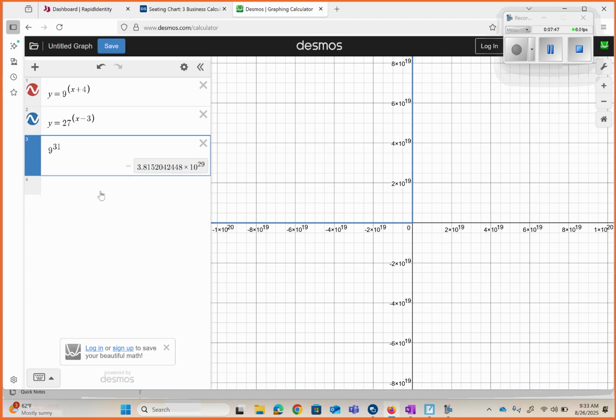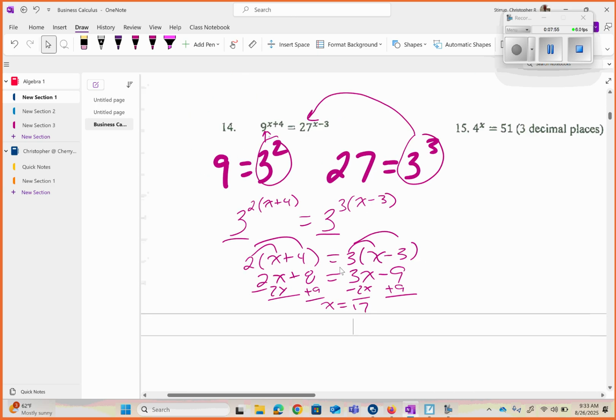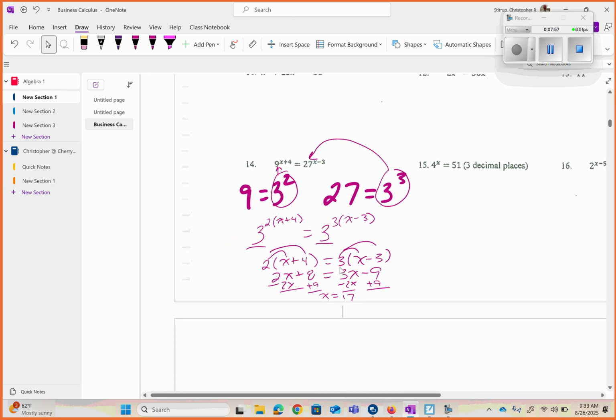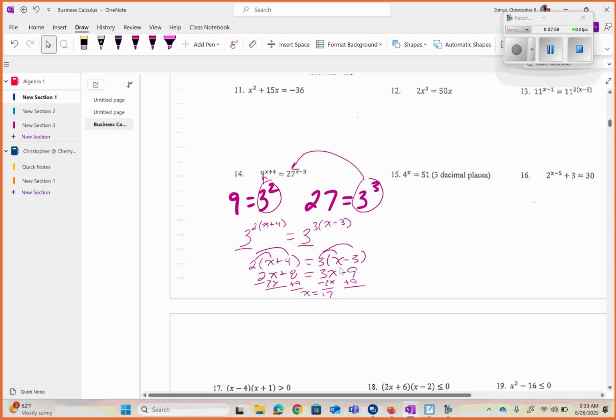All right. What else did you see on the homework that can help you out? Yeah. 2, 4.